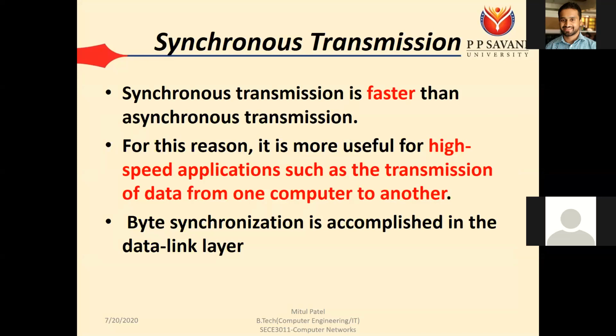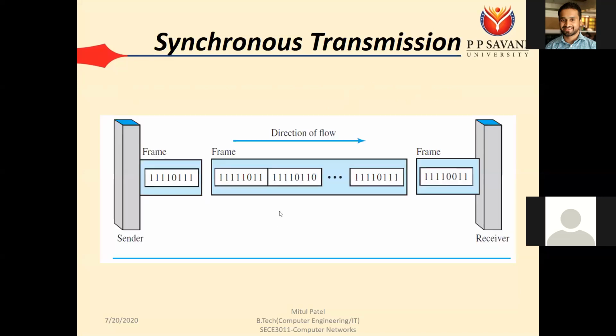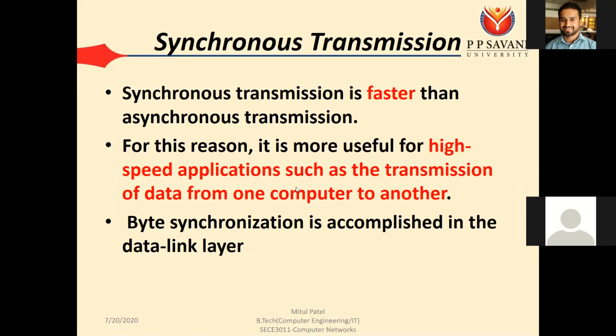It is used for high-speed applications such as the transmission of data from one computer to another computer. At that time, the timing is very much important, so we are following synchronous transmission. And for that, we require byte synchronization, and that is the responsibility of the data link layer. That again we will see at that time.